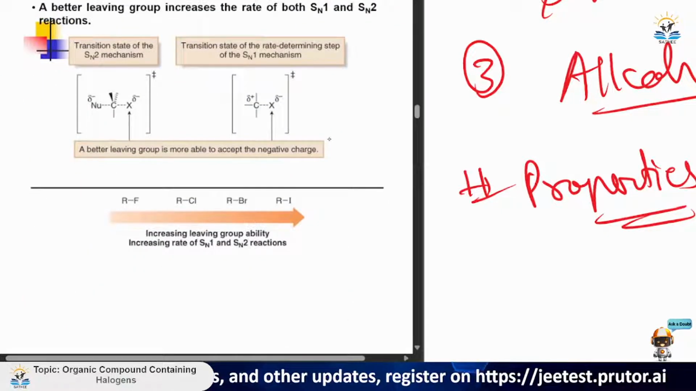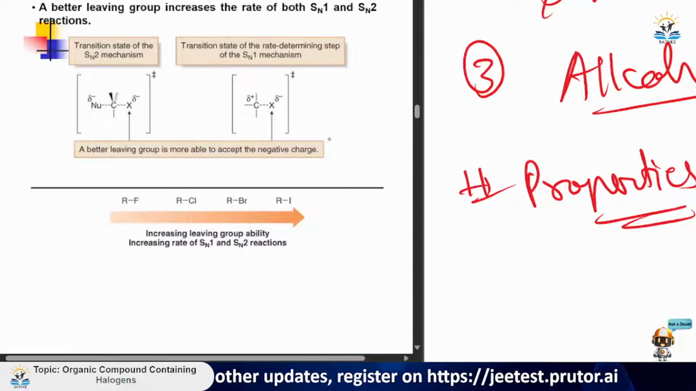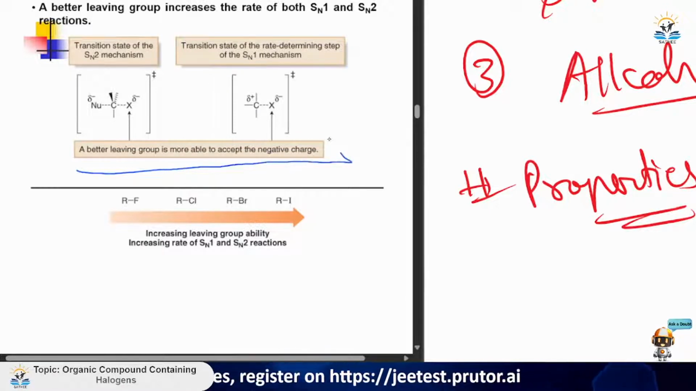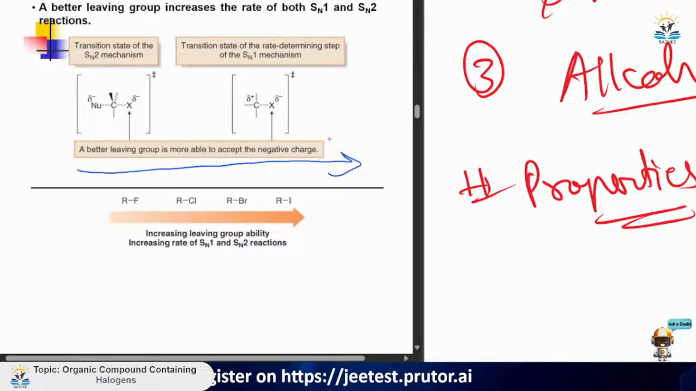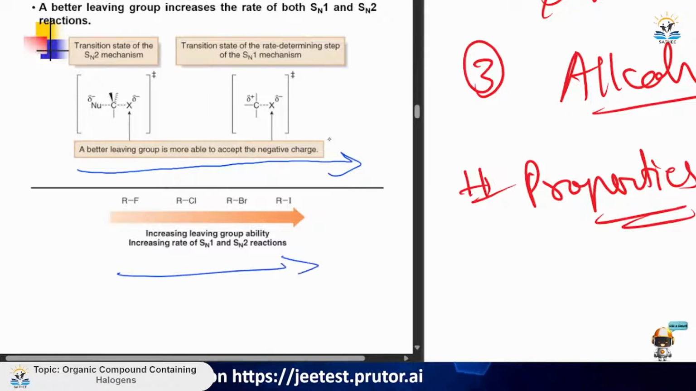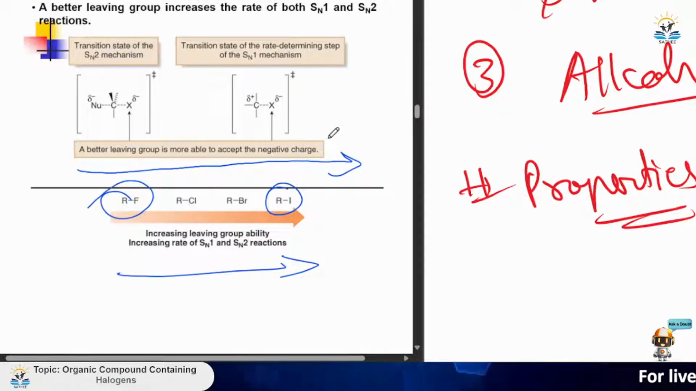Here is the transition state of SN2, and this is the SN1 reaction. A better leaving group is more able. Both of these reactions require a better leaving group. The increasing leaving group ability is that RI is the most and RF is the least for both SN2 and SN1 reactions.